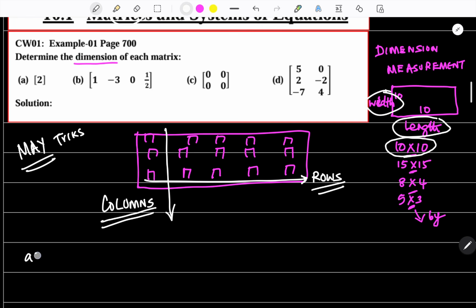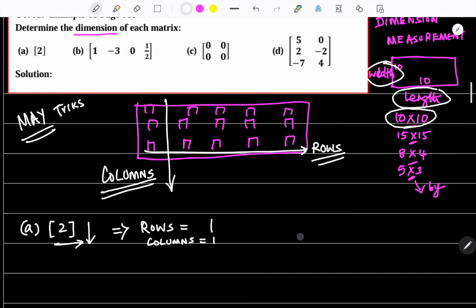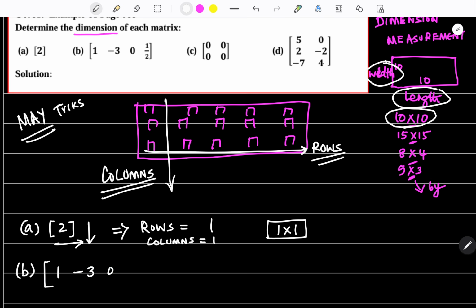So the first question is just 2, right? How many rows are here? You have 1 row. How many columns are here? You have only 1 column. So what is the dimension of this matrix? It is 1 by 1. The dimension is 1 by 1. Question number B, right? Question number B is 1 minus 3, 0, 1 by 2, right?